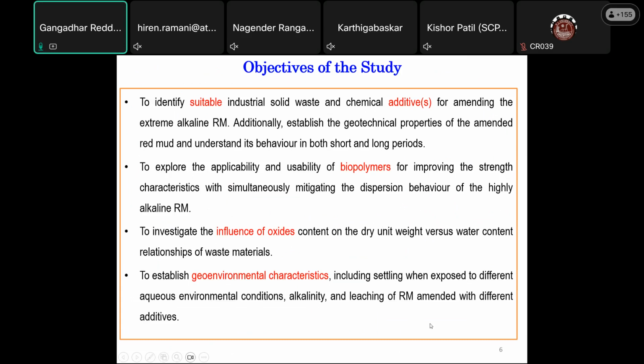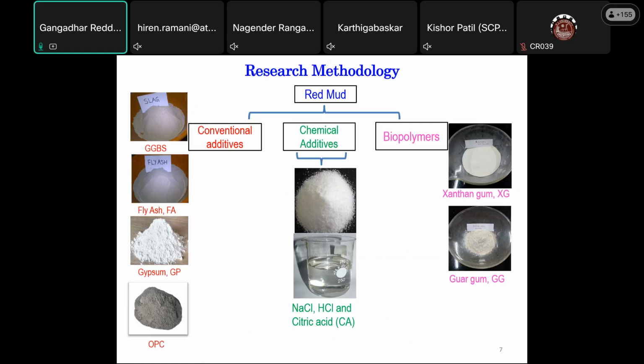I have made a comparison with different codal provisions, to see whether the material can be used before and after treatment, or before and after the stabilization. So the research methodology is divided as you can see. I used red mud and some conventional materials and unconventional materials, as said just now, some low carbon materials as well.